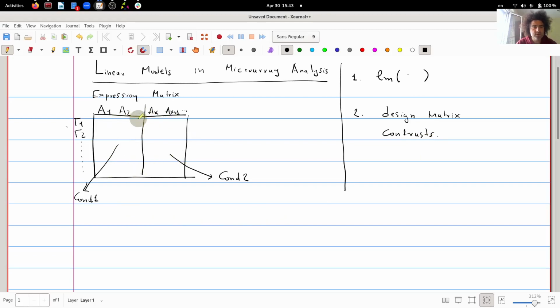Okay, let's start again with microarray data. So we know that microarray data can be represented by a matrix, in which the columns usually are individuals and the rows are the genes. So for example here I have individuals that belong to two classes. Class 1 is condition 1, for example healthy individuals, and class 2 is condition 2, for example individuals with some disease.